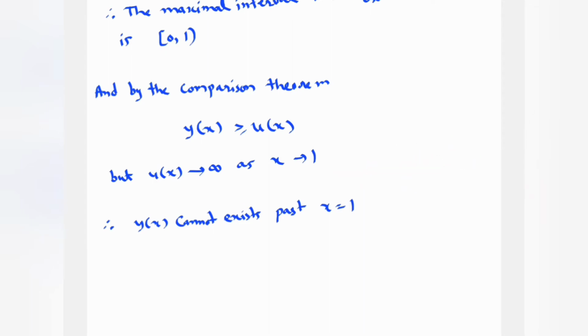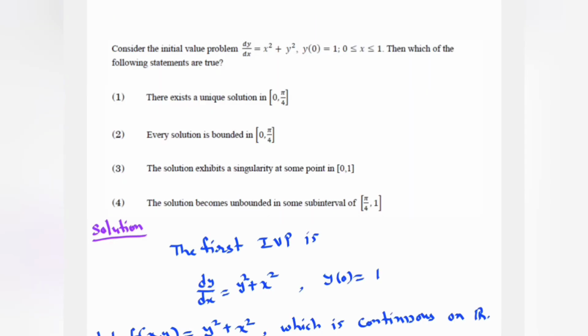Therefore, we can conclude that since the function f of x, y equal to x square plus y square is a Lipschitz function, there exists a unique solution about x equal to 0. So there exists a unique solution is a correct option.